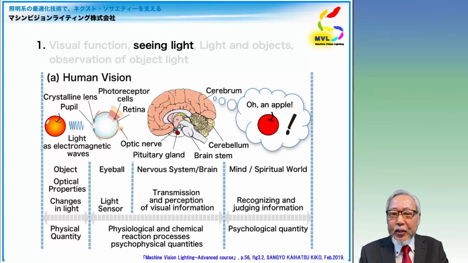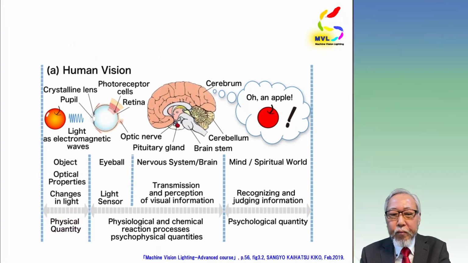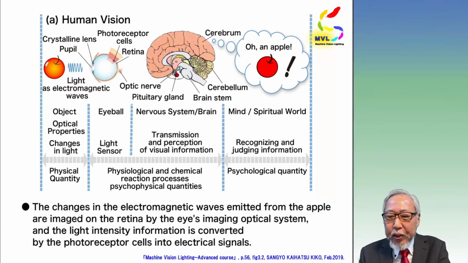And with human eyes, of course, we see light. In the case of a robot, it's a lens, a light sensor, and a camera, but before it gets into the lens and camera, it's a physical quantity. The changes in the electromagnetic waves emitted from the apple are imaged on the retina by the eye's imaging optical system, and the light intensity information is converted by the photoreceptor cells into electrical signals.